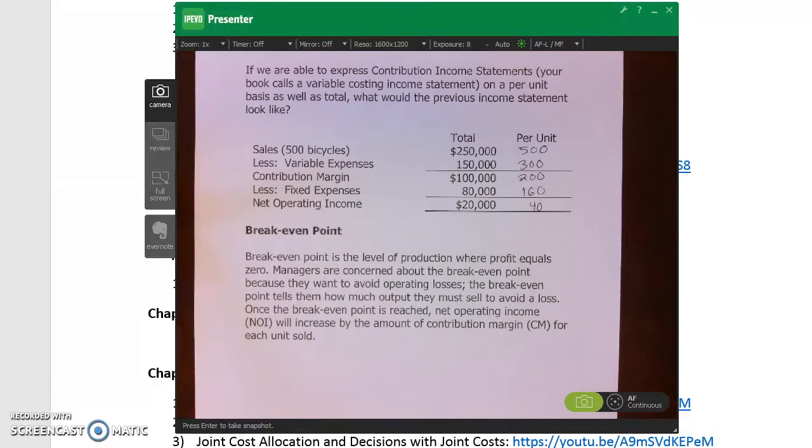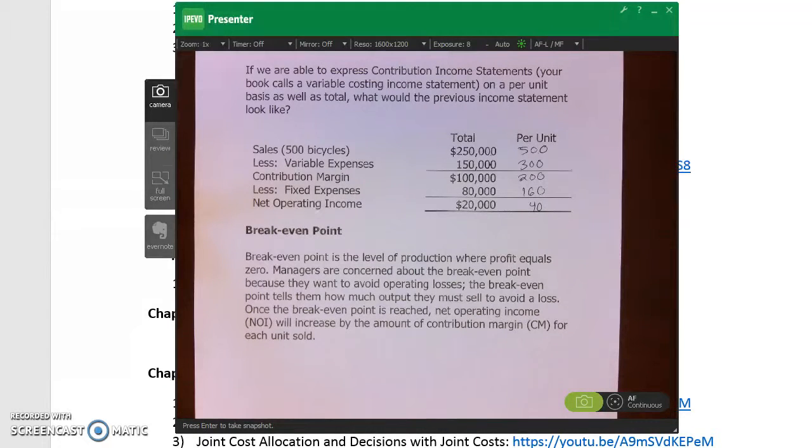This is an important thing to know, because you want to know how much you have to sell in order to break even if you don't want to be an accountant. If you just want to have your own shop in downtown Fredericksburg, you need to know this. You need to know how much do I have to sell in order to break even.